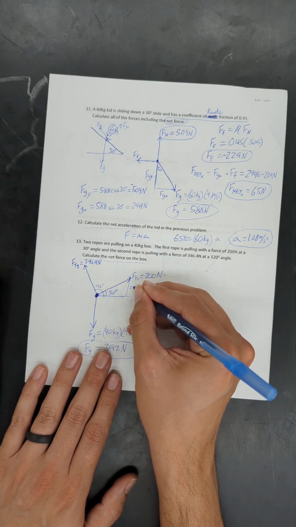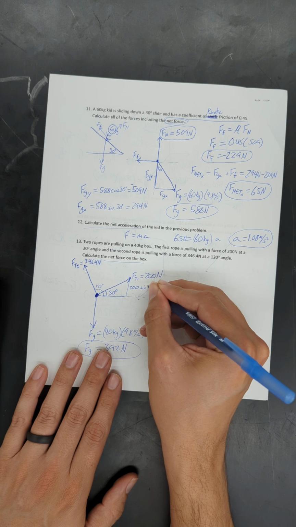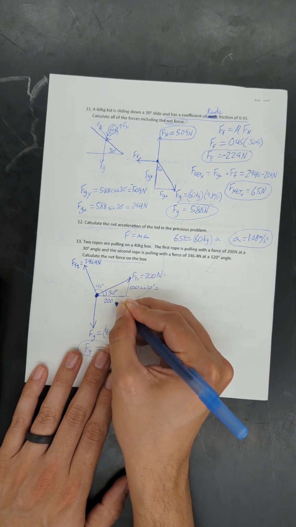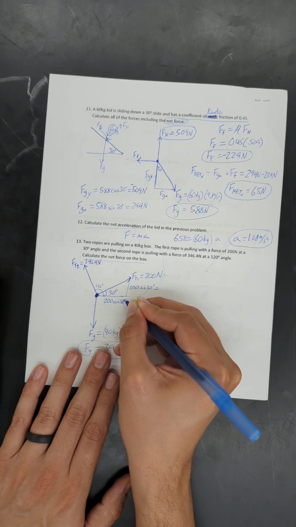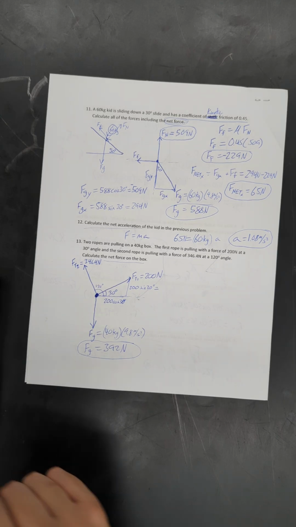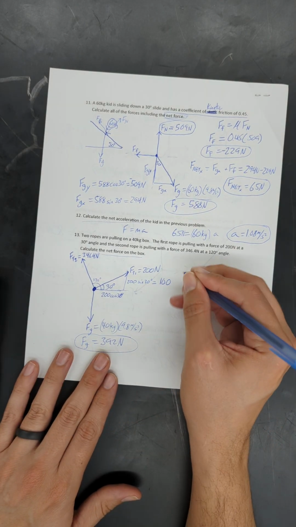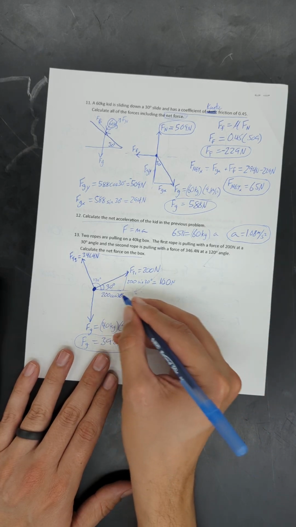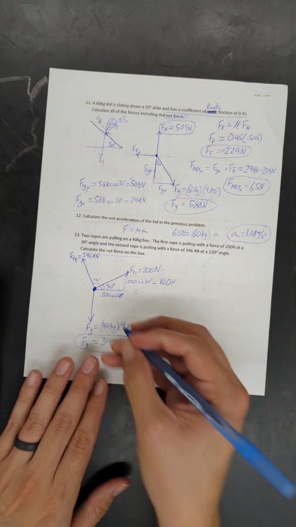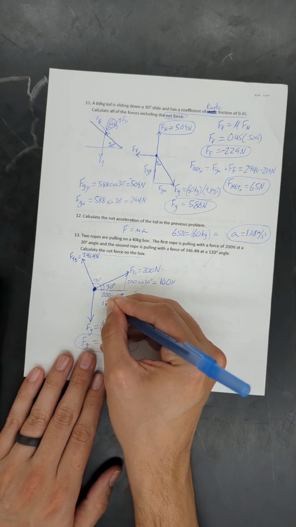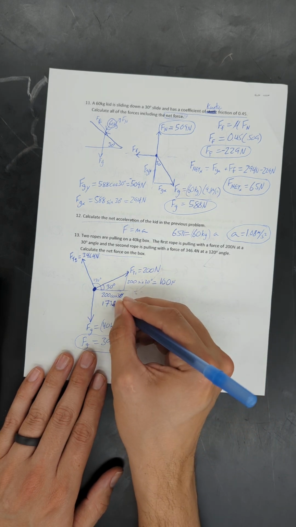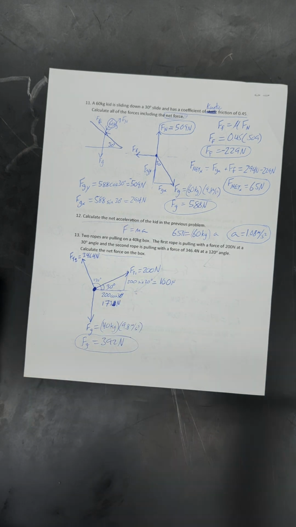ft1y is going to be 200 sine of 30 degrees, and ft1x is going to be 200 cosine of 30 degrees. And let's get both those numbers right now. 200 sine 30, exactly 100 newtons. And this force right here, 200 cosine 30, is moving right at about 173.2. We'll round to 173 newtons to the right.